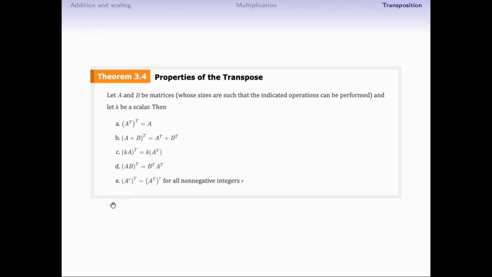So the real interesting one here is law D. Let's head over to the document camera and explore the meaning of law D. Let's see if we can understand how this comes about.